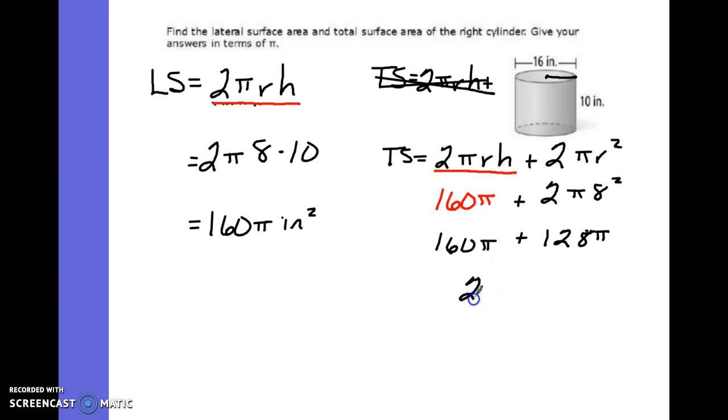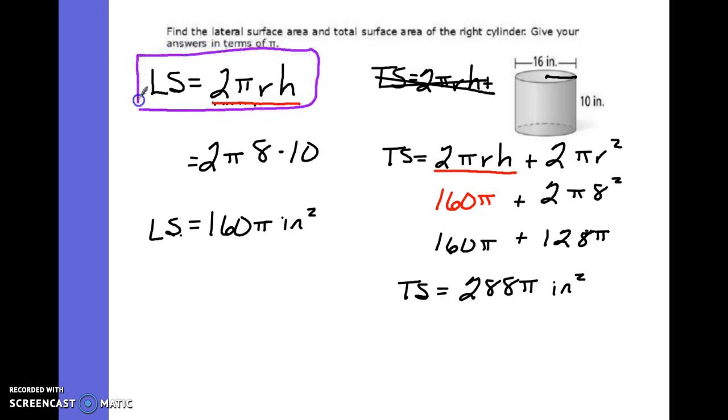Gives us 288 pi. And again, my units are inches squared. This is my total surface area. Okay, so again, real quick. Lateral surface area, here's my formula. Total surface area, here is my formula.